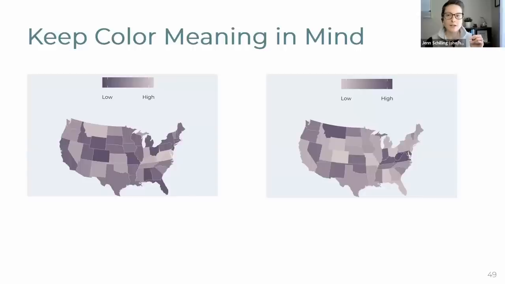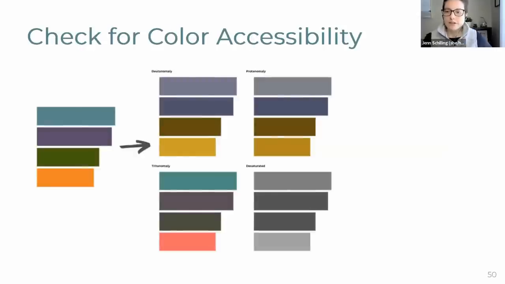And the graph on the right, where I'm using a lighter color for a low value, that is more intuitive and goes along with our pre-existing ideas around light color, low value, dark color, high value. And another important factor to consider always when using color in visualization is accessibility and different types of color blindness.